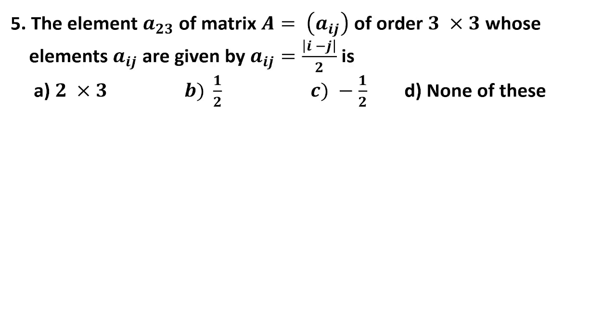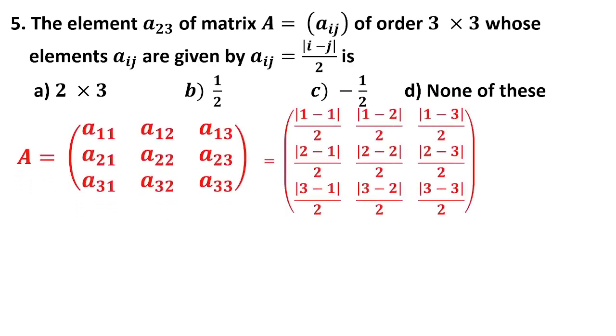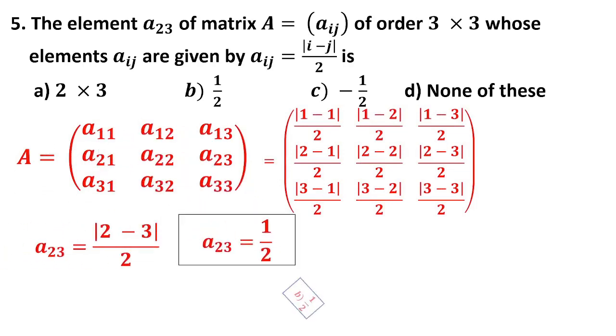Question number 5. The element a23 of the matrix of order 3 cross 3, whose element aij is given by. We have to find a23. We can do directly also, but I have given you the total matrix over here. a23 is 1 by 2.